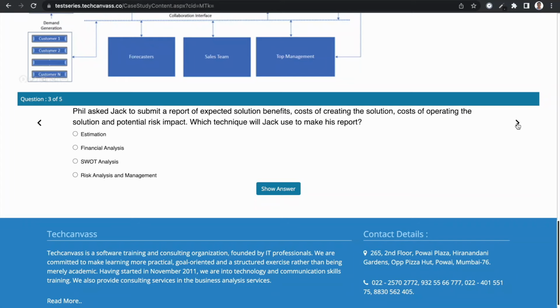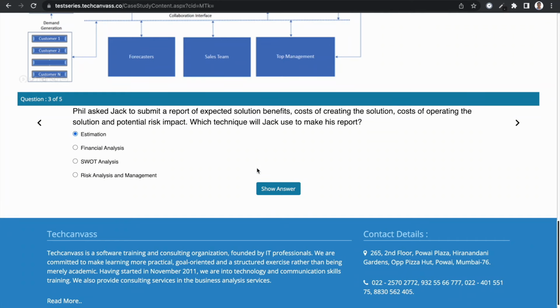Phil asked Jack to submit a report of expected solution benefits, cost of creating the solution, cost of operating the solution, and potential risk impact. What technique will Jack use to make his report? So the question is asking about the technique only. It will be straightforward.